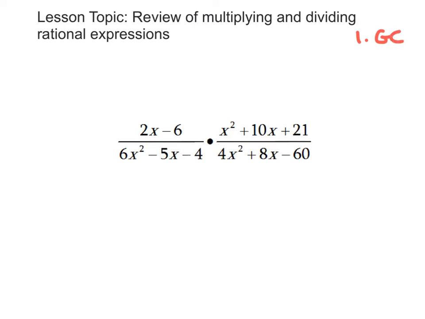Looking at this first example, remember, it is so important that we look for a GCF every time for every part of our rational expression. Look at the top and the bottom of each fraction for a GCF first. Okay? It's going to be so important that we factor that out.